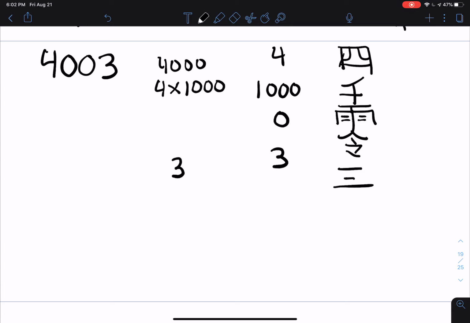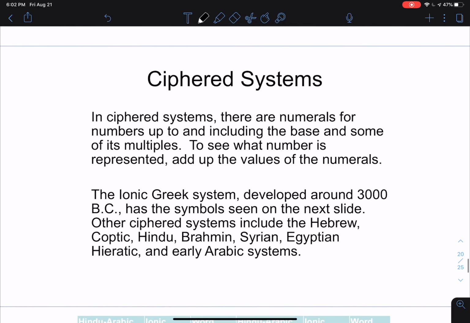All right, one more system for this video. We are going to go to ciphered systems. In ciphered systems, there are numerals for numbers up to and including the base and some of its multiples. To see what number is represented, add up the values of the numerals. This one's actually, to me, one of the easier ones, but there is, again, potential for a lot of symbols to be used, like in hieroglyphics, but not quite as much, because if you're doing 4000, you don't need 4 1000s. They actually have a different way. There's different ways you can deal with things.